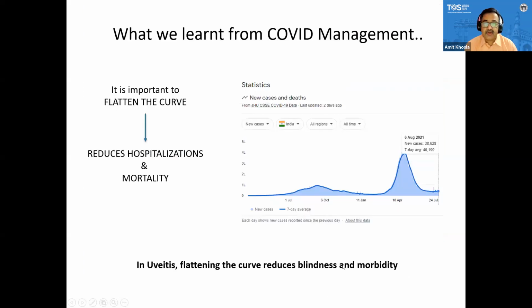So what has COVID taught us? COVID has taught us that we flatten the curve to reduce hospitalization and mortality. So in uveitis, what do we need to do? Should we give drugs only when you have the surge? In uveitis, over 10 or 20 years, you may have 5 or 6 episodes. So should I be giving, say, an Ozurdex injection or intravitreal steroid at every surge? Or should I be giving a drug round the year to prevent the morbidity and blindness?